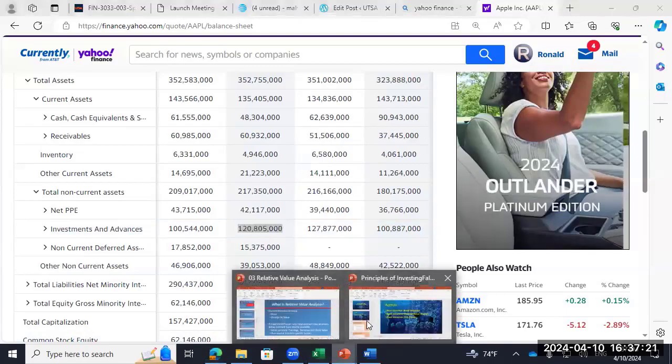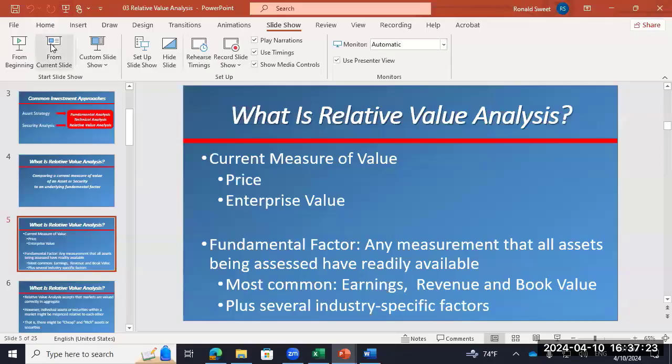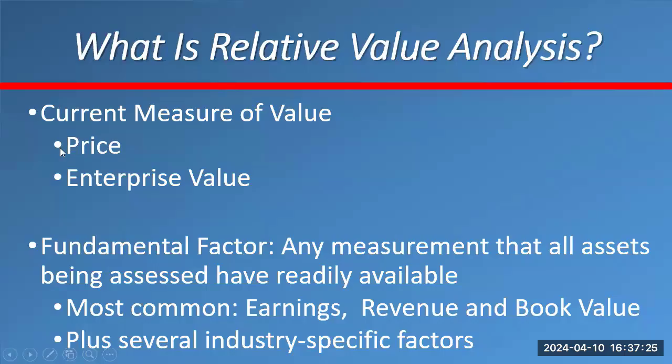All right. So that's what enterprise value is. That's real important. Price belongs only to the stockholders. Enterprise value is both stockholders and bondholders, which is going to influence which ratio you're going to use. What are the fundamental factors? There's a bunch of them. Depends on your industry, but the most common ones are earnings, revenue, and book value. And earnings, there's several earnings: net income, EBIT, EBITDA.